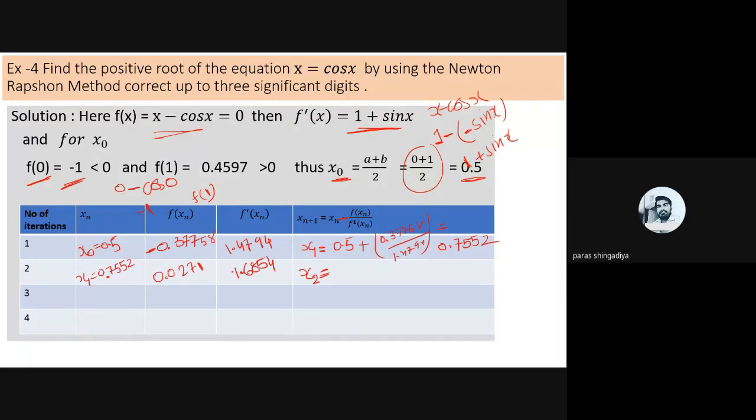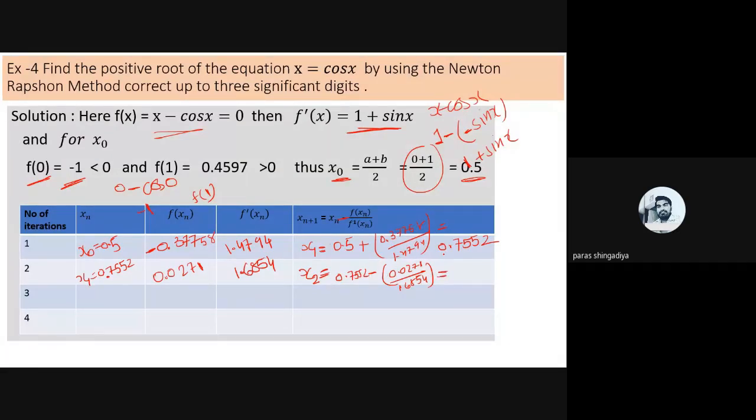There is no negative sign on any value. So here just consider 0.7552, then minus, and then write 0.0271 divided by 1.6854. You can directly type this form in your calculator.